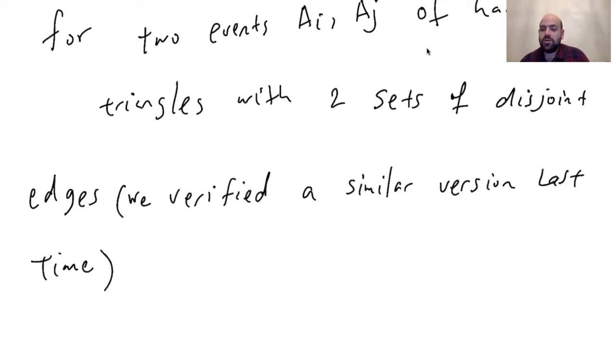Last time we showed that if you have two events of having two triangles with two sets of disjoint vertices, then those indicator random variables are independent. But more general than that, we can say that if we have two events of having two triangles with disjoint edges, still the indicator random variables are independent. So when can I say that I have disjoint edges?